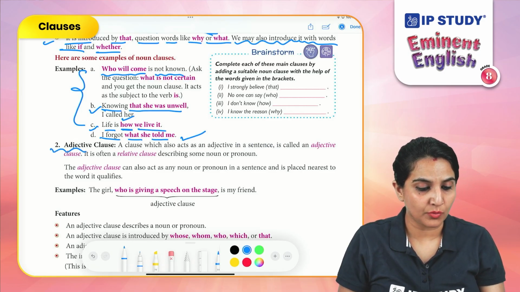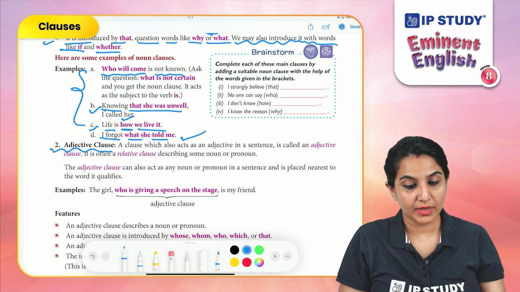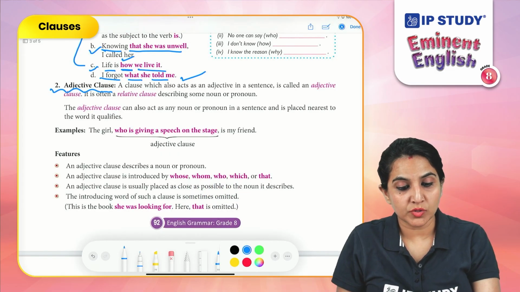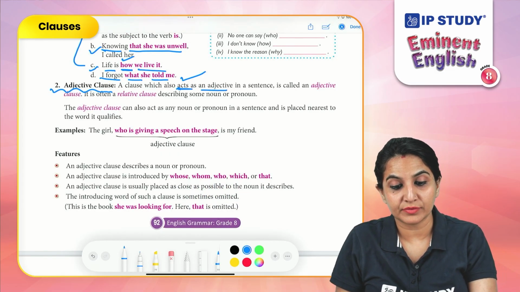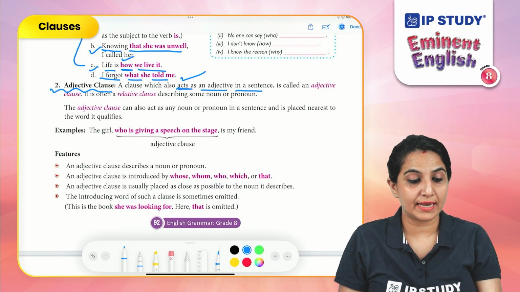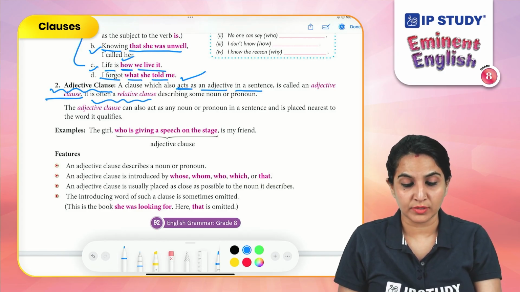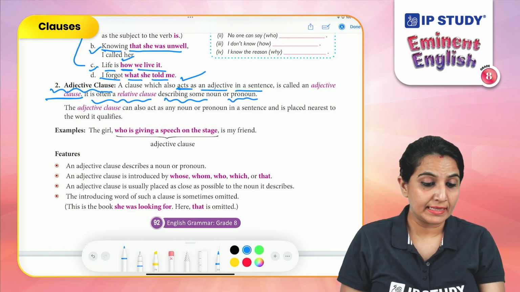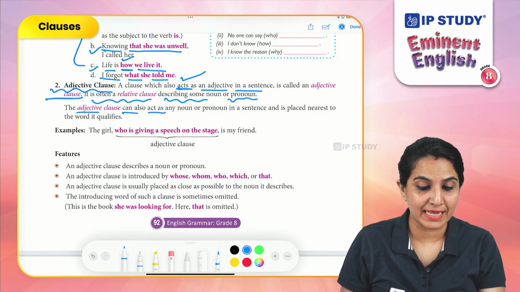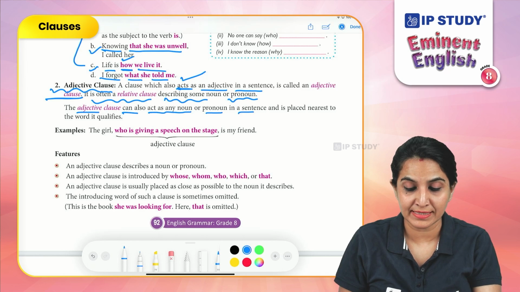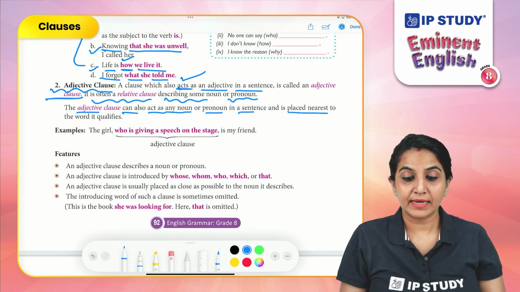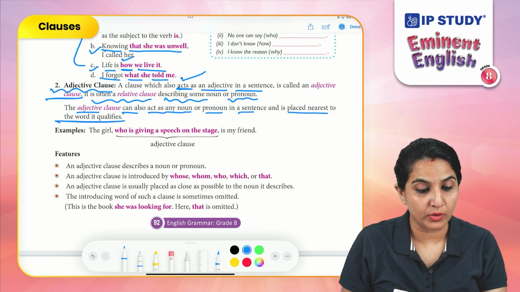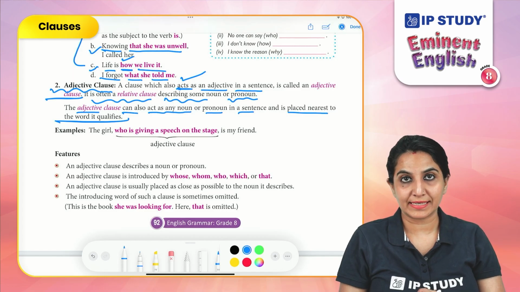Let's understand what is an adjective clause. A clause which also acts as an adjective in a sentence is called an adjective clause. It is often a relative clause describing some noun or pronoun. The adjective clause can also act as any noun or pronoun in a sentence and is placed nearest to the word it qualifies. Let's look at this example.